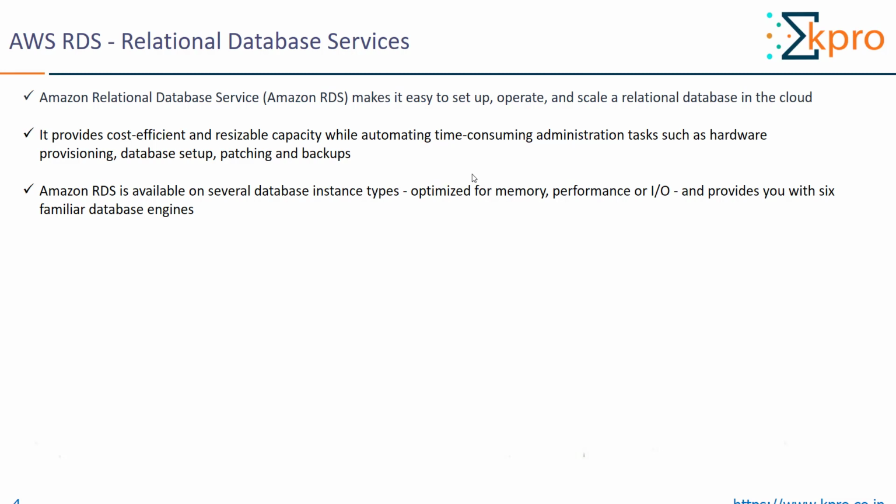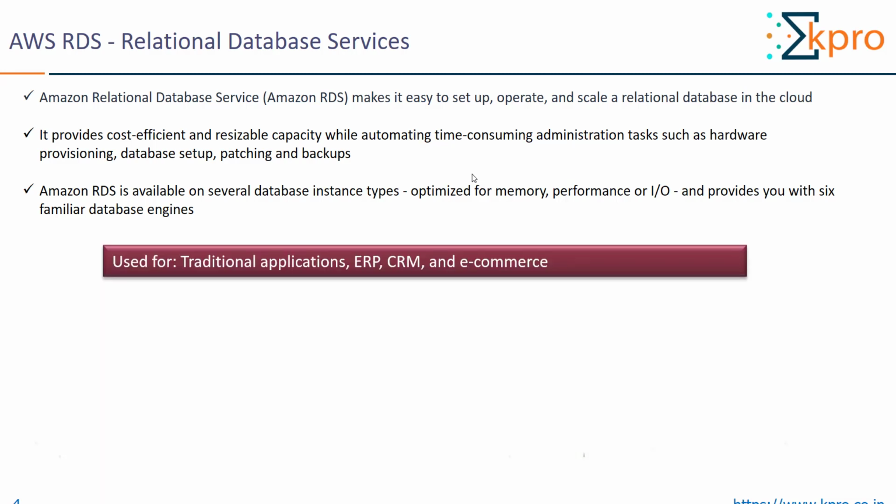So if you're going to work with the relational database service, it has six database engines on which it works. You have to choose which database engine you want. What is it used for? Obviously, relational databases are used for traditional applications, ERP, CRM, e-commerce, as well as financial applications. If it is a transactional application, we can use a relational database to maintain the integrity and consistency of the data.